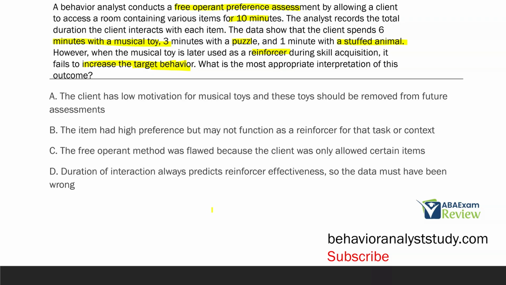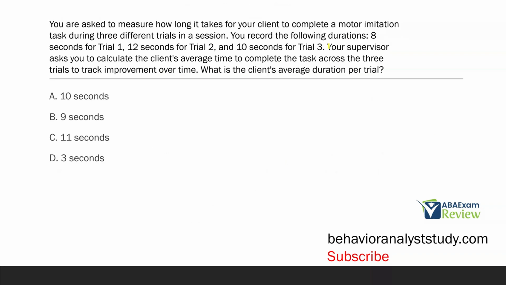D, duration of interaction always predicts reinforcer effectiveness, so the data must have been wrong. Well, of course, that's not true. Just because we interact with something doesn't mean it's going to function as a reinforcer later. How we should interpret this is: the item had high preference, but may not function as a reinforcer for that task or context. This is a good use of parsimony, the simplest explanation.